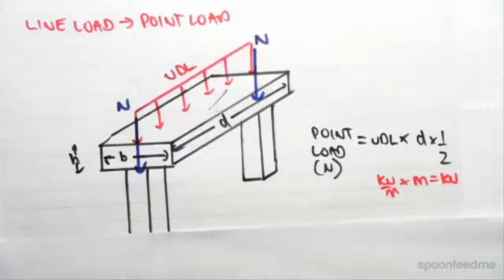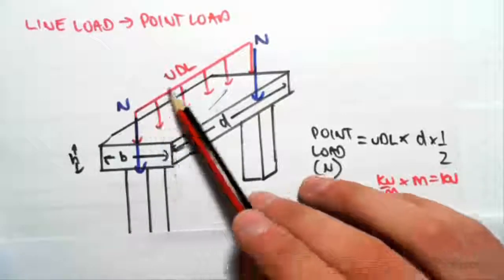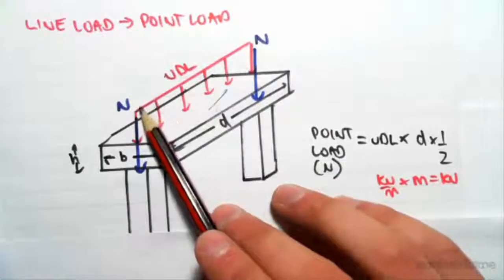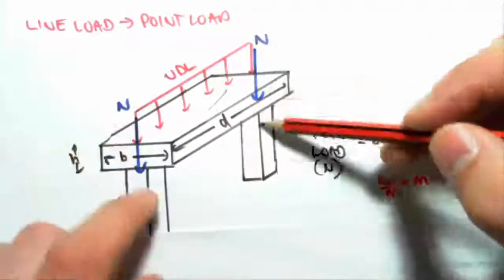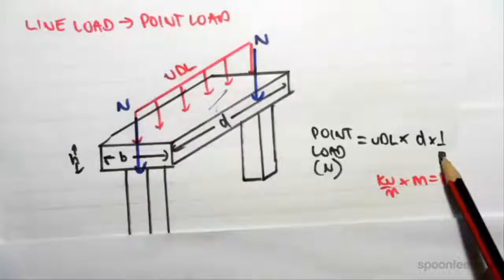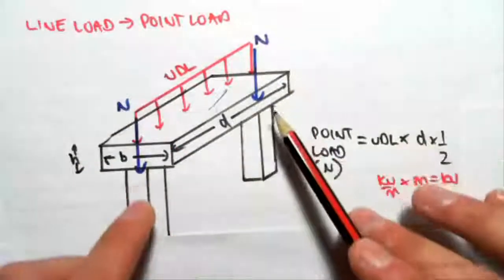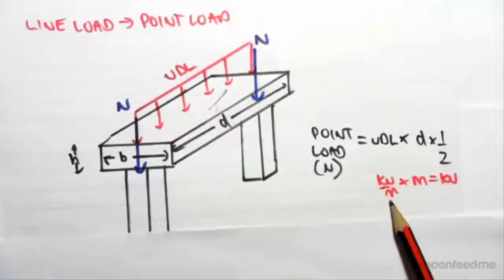Okay, so we would have seen this in structural mechanics before, where to work out the load, you multiply the UDL by the length, and then to work out the actual force in each of the columns, we're just going to divide by 2. Okay, and that'll give us the axial or the point load in each column. Kilonewtons per meter times meter gives us kilonewtons.